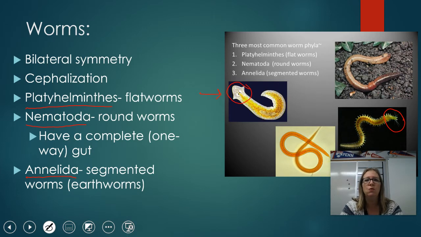Nematoda, those are the round worms. They have the first complete gut. So they have an opening for food, and then they have an exit for waste. So the digestive system is one way. And then the Annelida phylum, those are the segmented worms. Like this guy up here is a segmented worm. Earthworms are considered segmented worms, and they actually start to have some organs, and you can kind of start to see some more complexity there.